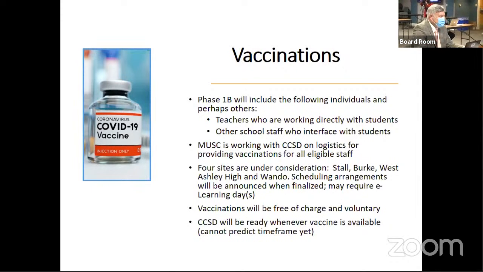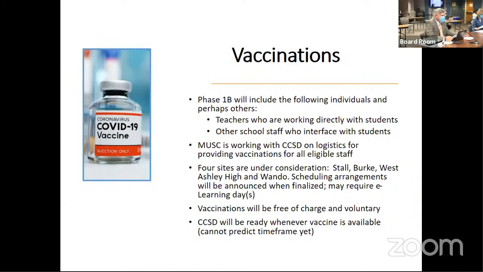First off is determining who would get the vaccine first. Phase 1B will include teachers working directly with students and other staff. That other staff has to be determined. We were on a call with the state superintendent and DHEC. There is a lot of discussion over who that exactly is going to entail. We want to make sure we get that right. If we don't get specific direction, we will certainly develop a plan to decide which individuals that would include.